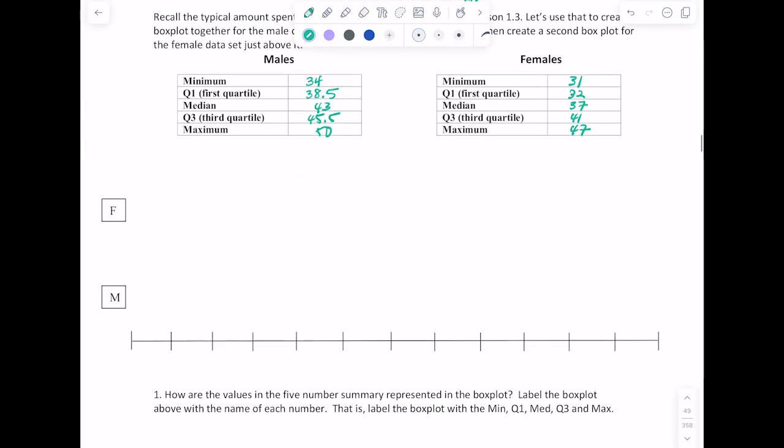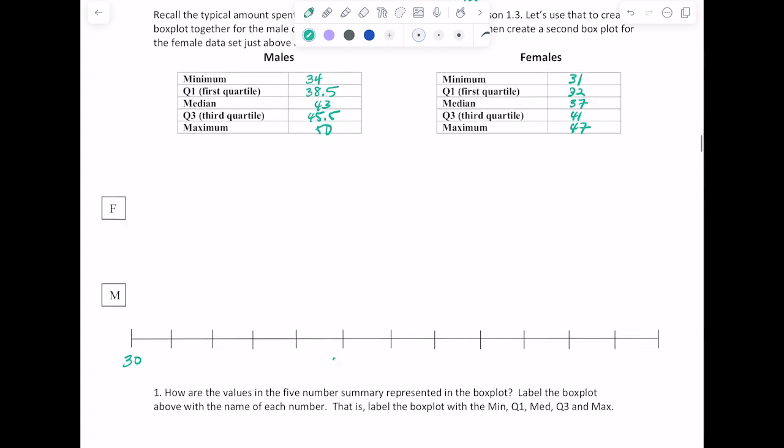Okay, so to create our box plot, what we're going to do is label our number line. So we're going to go from about 30 up to, let's see, our highest number is 50. So let's count by twos. So 40, 50, and so on. Okay, so let's look at males first.